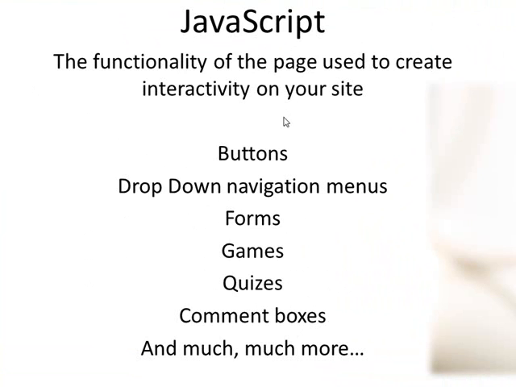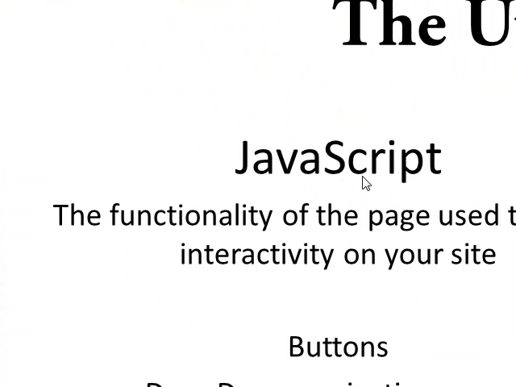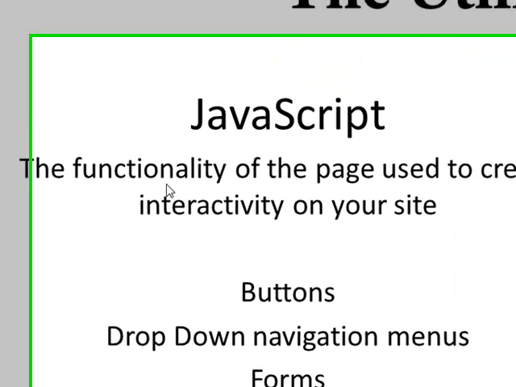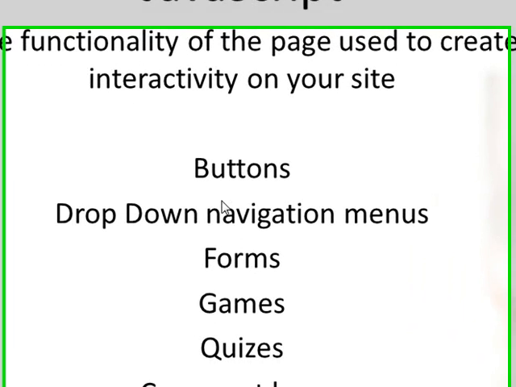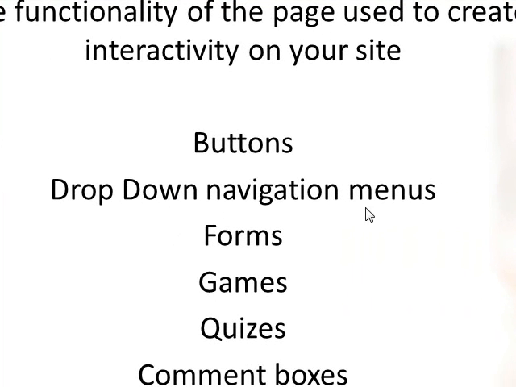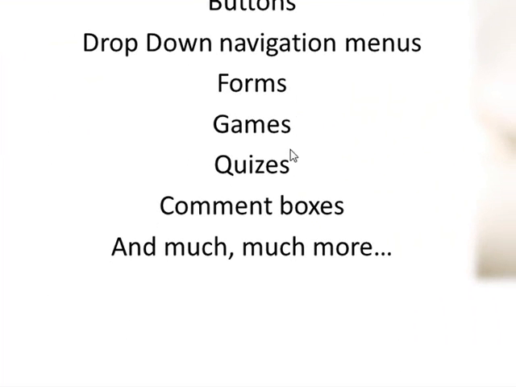Now the utilities, as we mentioned before, which is also the JavaScript, is the functionality of the page used to create interactivity on your site. This is what you would use to create your buttons, drop-down navigation menus, forms, games, quizzes, comment boxes, and much more. That's it for our demonstration, and that's it for this tutorial.